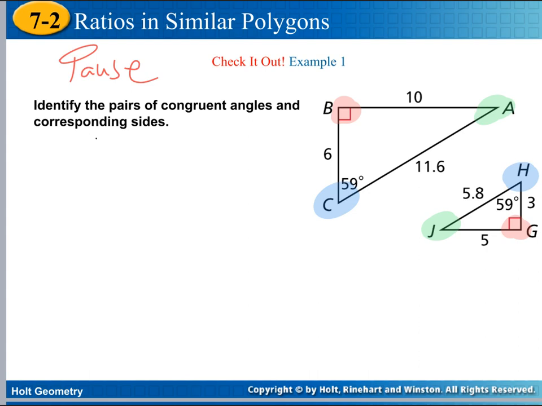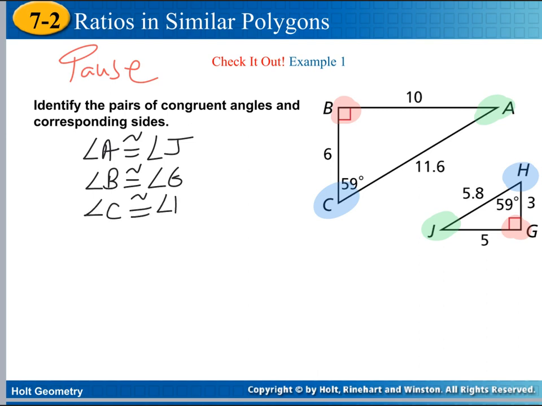So we're going to say angle, we'll start with A. Angle A is congruent to angle J, and that would be by the third angle theorem. Angle B has to be congruent to angle G because they're both right angles. And angle C has to be congruent to angle H because they both have the same measure, and that's the definition of a congruent angle.